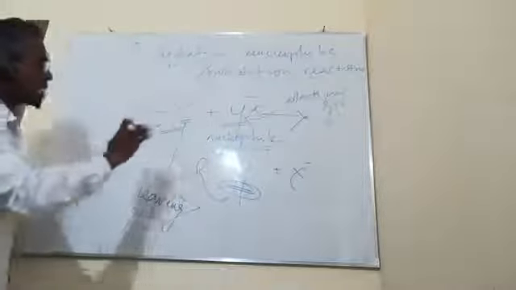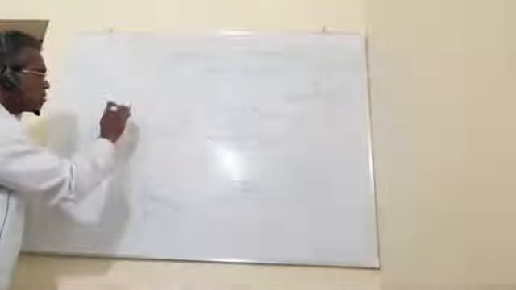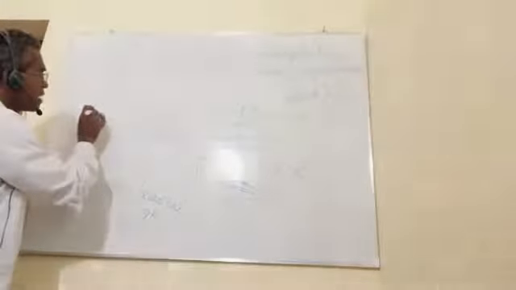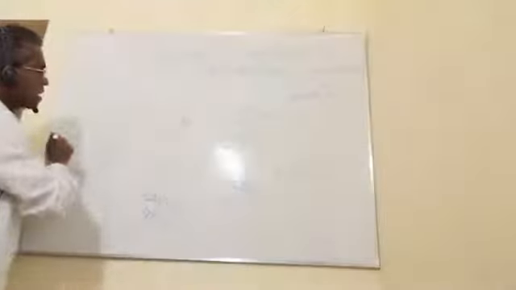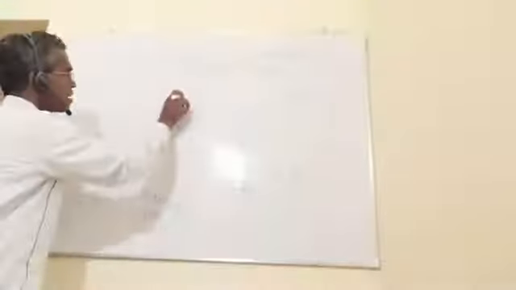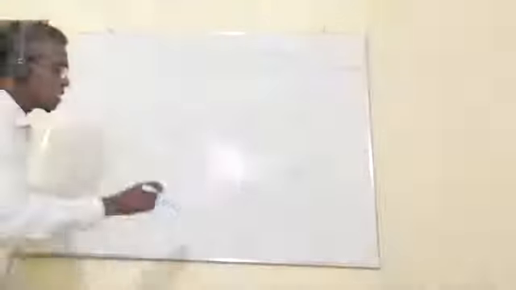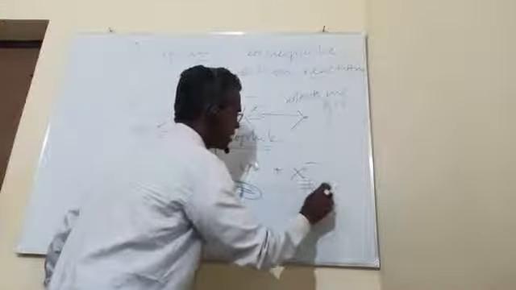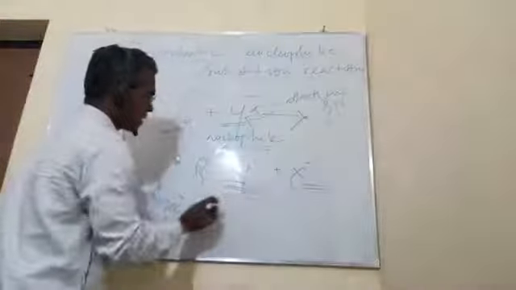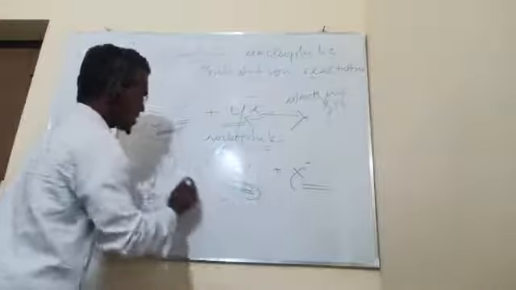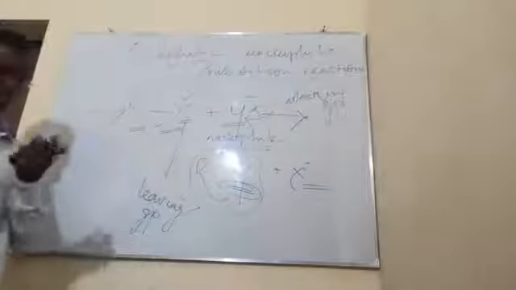When the attacking group or the entering group, simply the nucleophile, attacks, simultaneous removal of the leaving group takes place, giving you X minus as a product. X minus is one product and the main product is the substituted product, that is your RY.